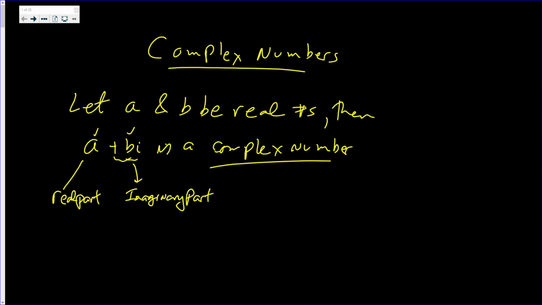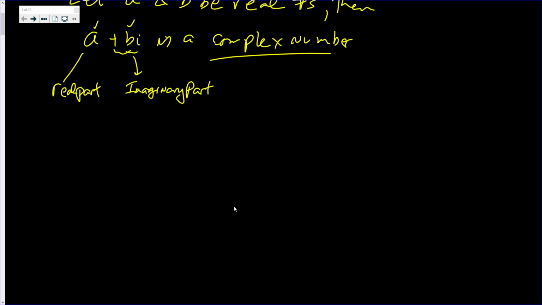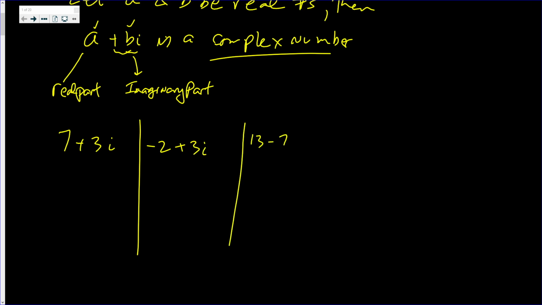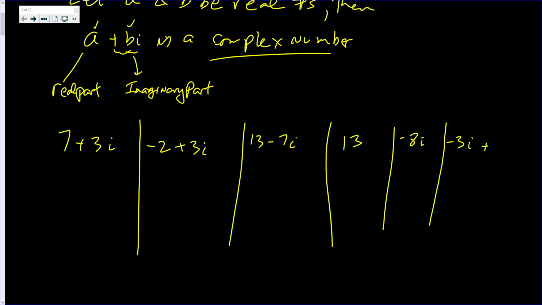So we want to identify the real part and the imaginary part of these numbers: 7 plus 3i, say negative 2 plus 3i, 13 minus 7i, 13, negative 8i, and say negative 3i plus 9.